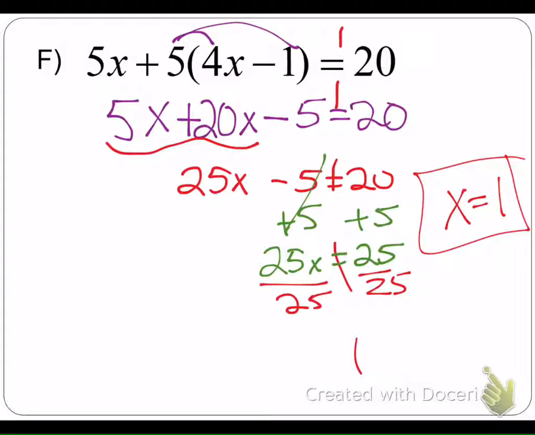1's an easy one to plug in and check because you just get 5 here. Plus, here you'd get 4 minus 1, which is 3. 3 times 5 is 15. And 5 plus 15 is 20. So we're good. Questions?